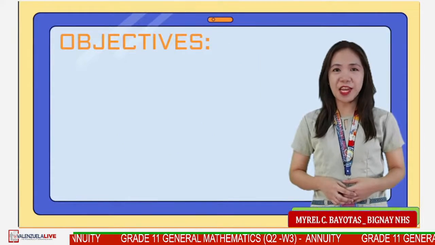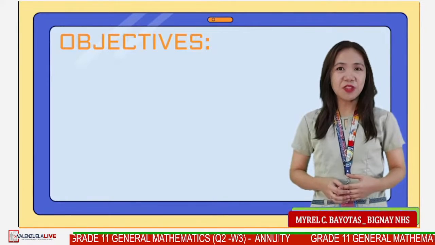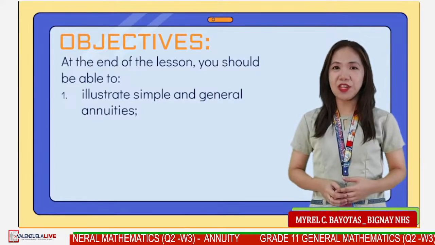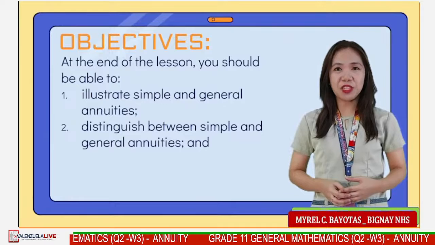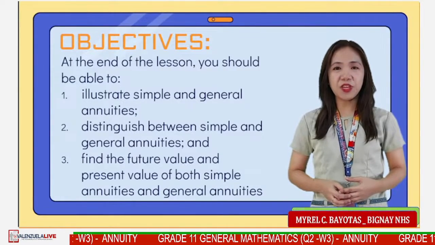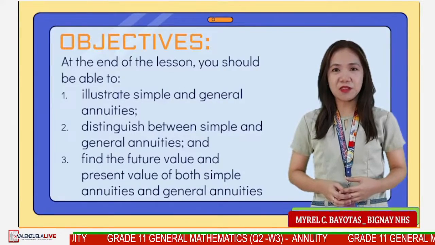Before we start the discussion, let's all look at our objectives. At the end of the lesson, you should be able to, number 1, illustrate simple and general annuities. Number 2, distinguish between simple and general annuities. And number 3, find the future value and present value of both simple and general annuities.